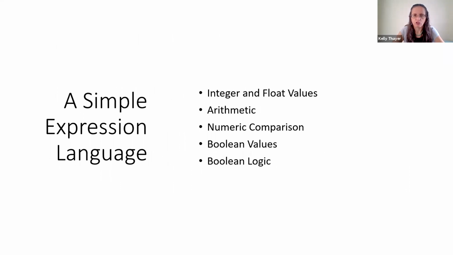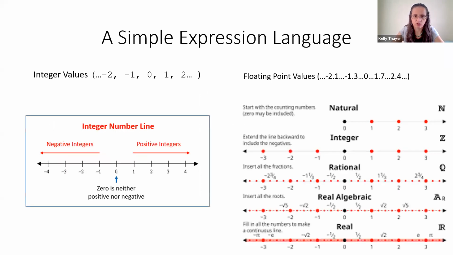However, it would not show it back to you if you did it in a script, and that is why we will be learning about print, so that you'll actually be able to see the answer. In order to carry out this procedure, we will need some sort of an expression language. Python will need to be able to interpret what information you're providing. So we're going to need integer and float values, arithmetic, numeric comparisons, Boolean values, and Boolean logic. Let's take a look at what each of these components actually means.